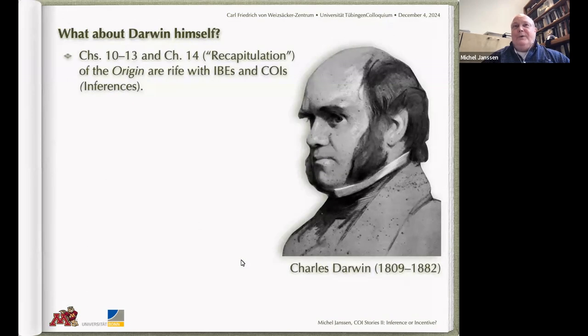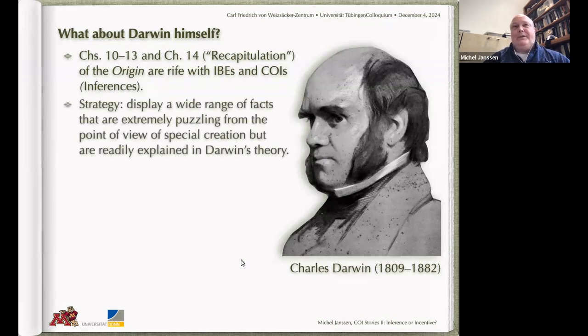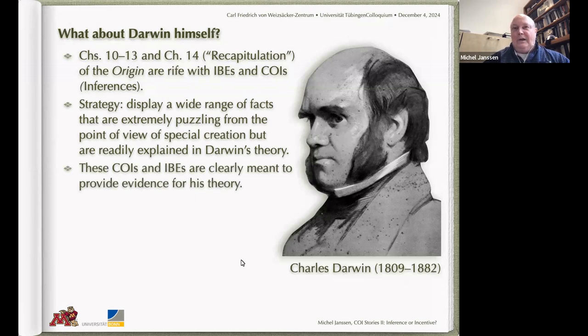Now, what about Darwin himself? I already told you, he is the champ of the IBEs. The various chapters towards the end of the Origin, which I have my students analyze, are rife with IBEs and COIs. The strategy is to display a wide range of facts that are extremely puzzling from the point of view of special creation, but are readily explained in Darwin's theory. And so they clearly are meant to provide evidence for the theory.